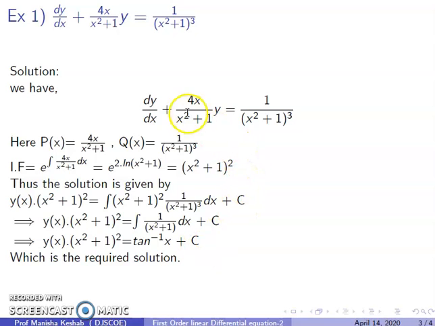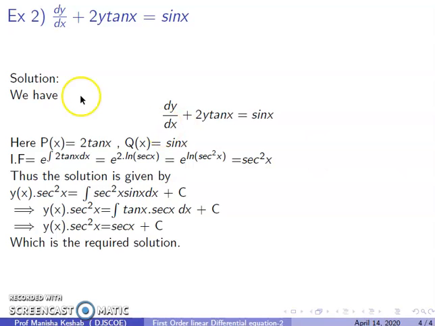So one good part about a linear differential equation is that you can actually express your solution y as an explicit function. So now let's consider the second one. dy/dx + 2y tan x = sin x. So we have dy/dx + 2y tan x equal to sin x.